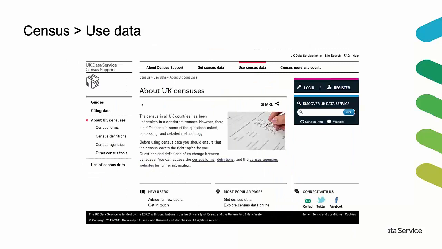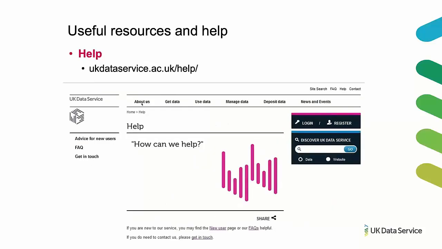The use data page has further information, guides, and how to cite the data. The About UK Censuses page contains the original data, such as the census forms and the census definitions. We also have a help page where we can provide help for you in a number of ways: a dedicated page for new users, a list of FAQs, and by clicking on Get in Touch, you can send a query to our help desk, and we'll get back to you with an answer.